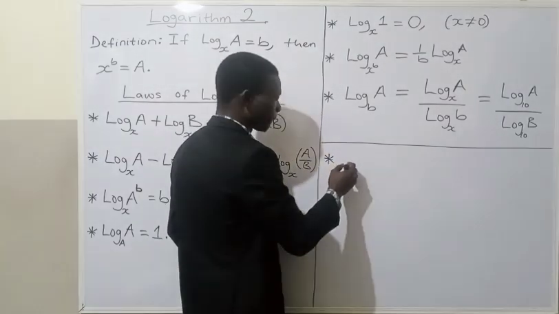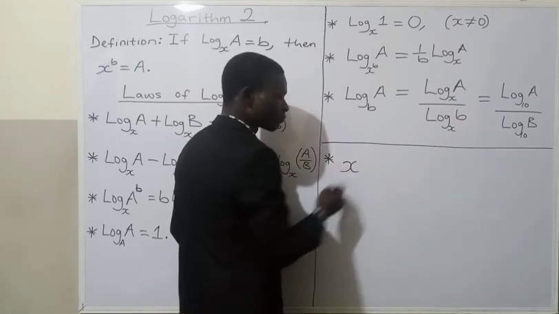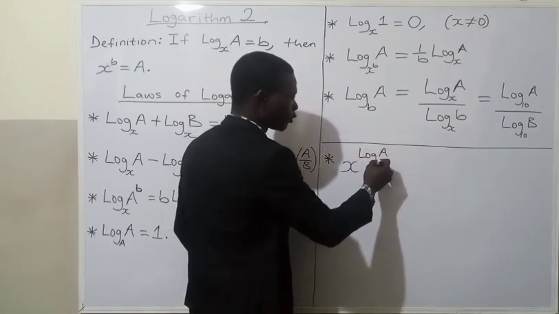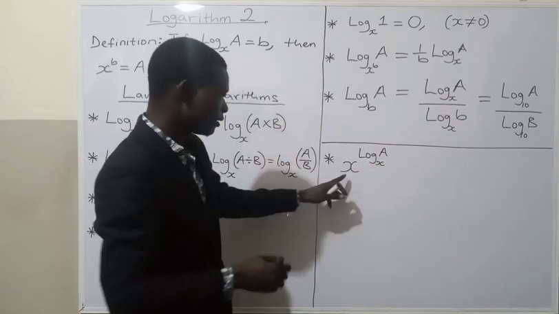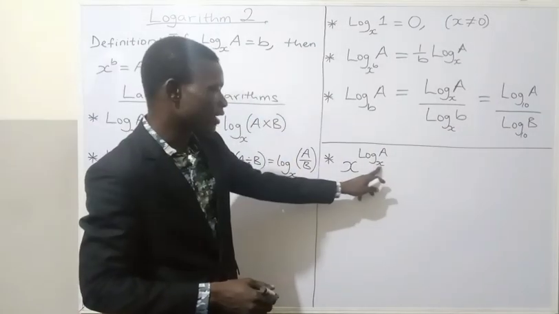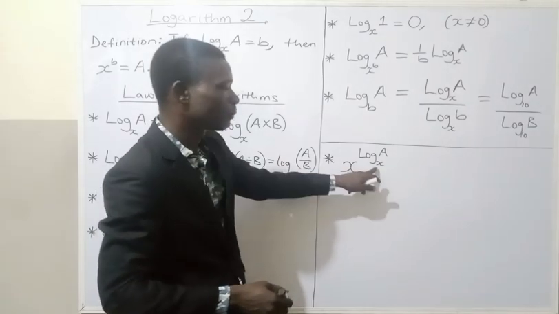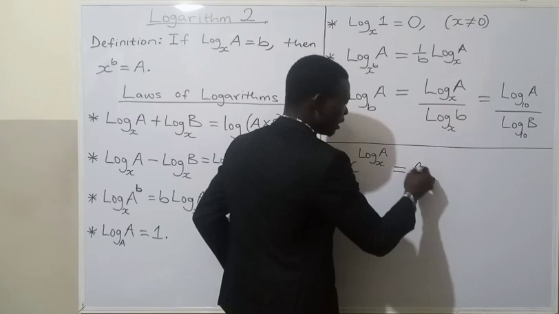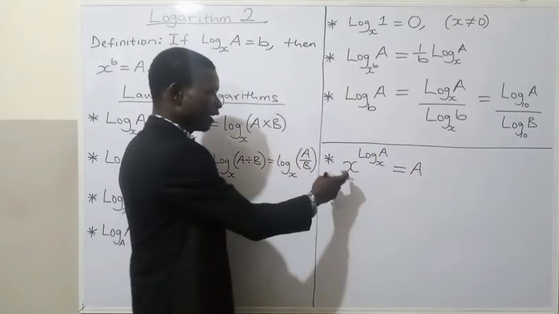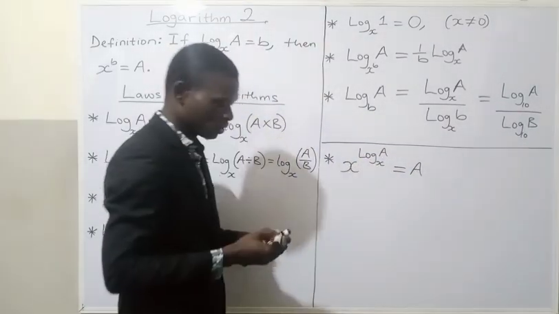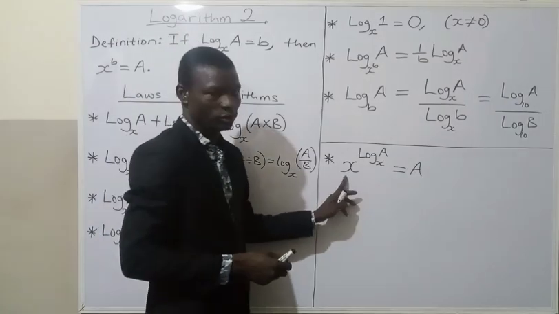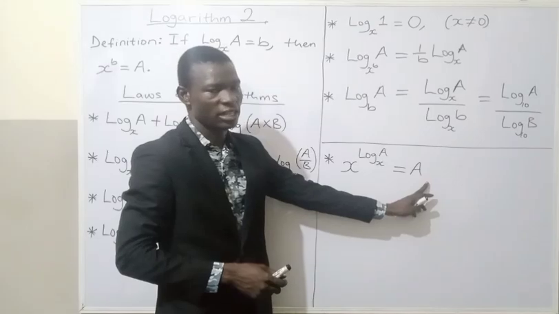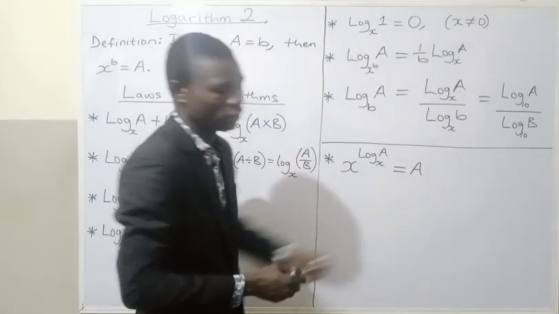When we have x raised to power log a to base x, you will see that this x here and this base, which is x, are exactly the same thing. When you have x raised to power log a to base x, it's just going to give you a as the solution. And you could have 10 to represent x: 10 raised to power log a to base 10 is going to give you just a directly. That's an application of this particular law.